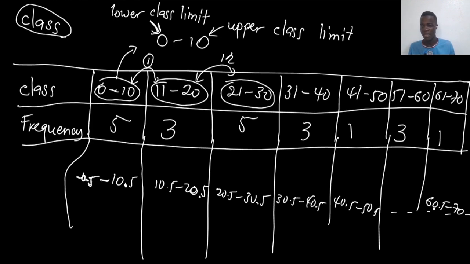The same thing will go to the end. This one, 60.5. We subtracted 0.5 from the 61, right? So because it's the end, we need to add 0.5 to the end, giving 70.5. Yeah, that's basically what we do with that. You can make sure that we have the class boundaries.